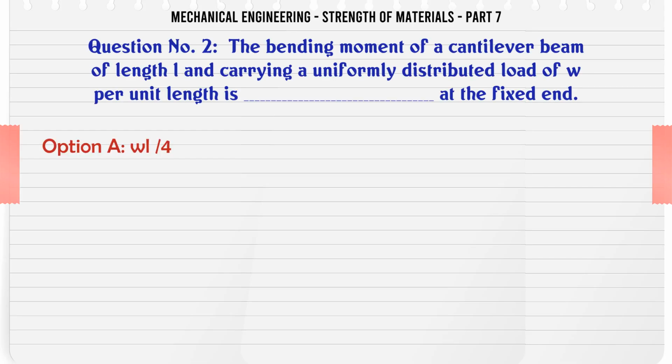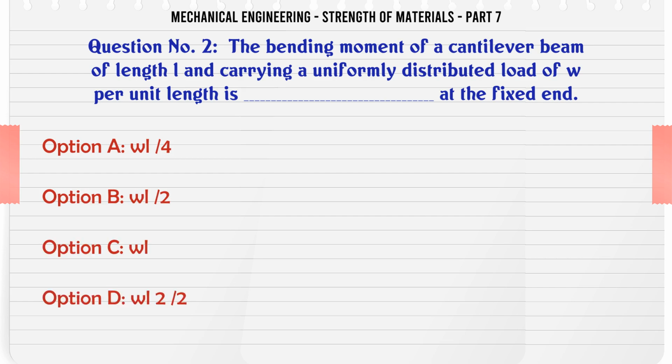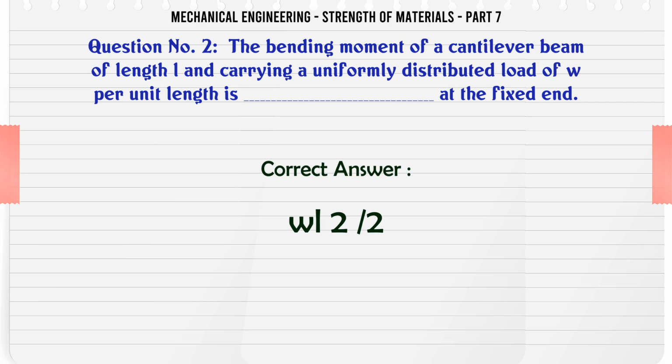The bending moment of a cantilever beam of length L and carrying a uniformly distributed load of W per unit length is at the fixed end. A. WL/4. B. WL/2. C. WL. D. WL²/2. The correct answer is WL²/2.